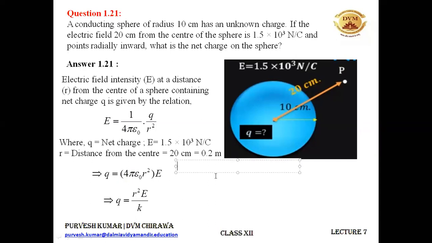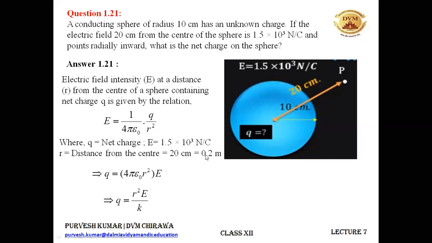See, k is equal to what? 1 upon 4 pi epsilon naught. It's not possible for me to write epsilon, so I'm writing E. So k equals 1 upon 4 pi epsilon naught. So the value of 4 pi epsilon naught is what? It will be 1 by k. So in place of 4 pi epsilon naught, I have written 1 by k. All right or not? So that's why I have written this k.